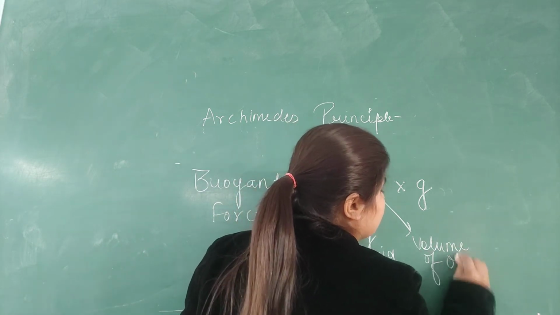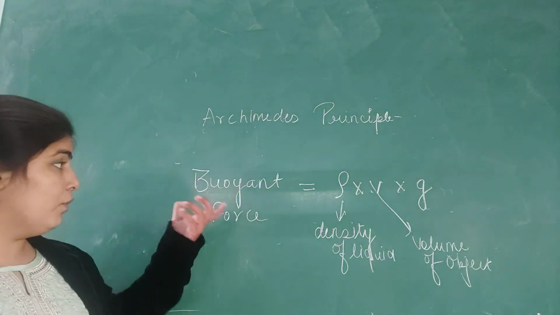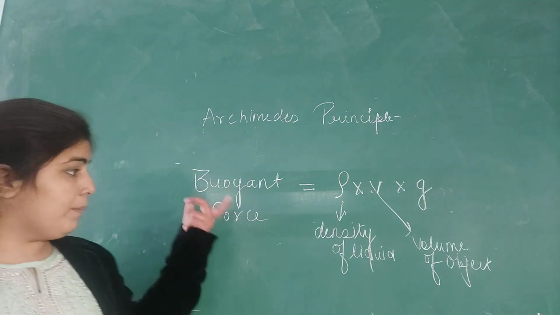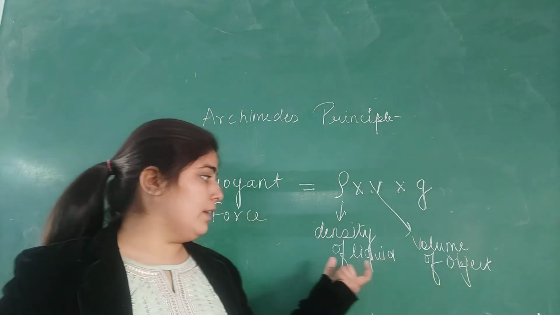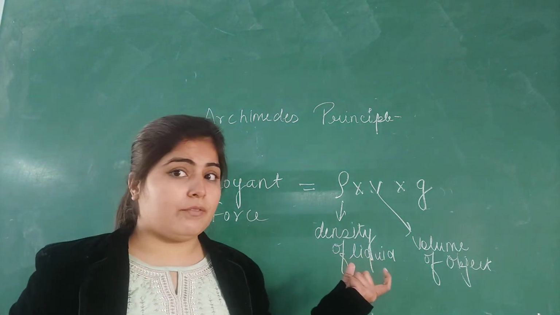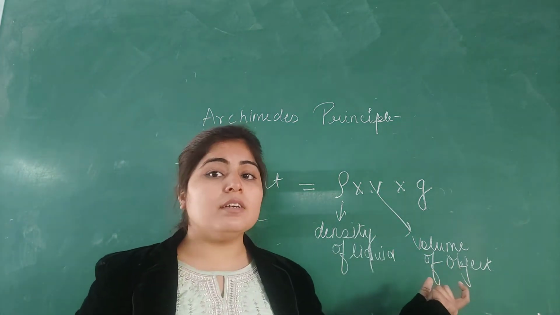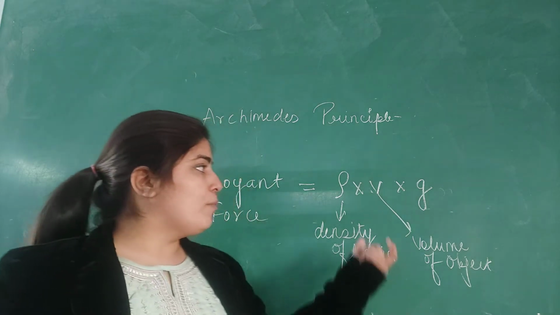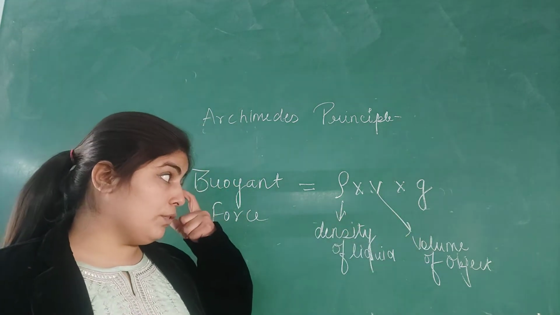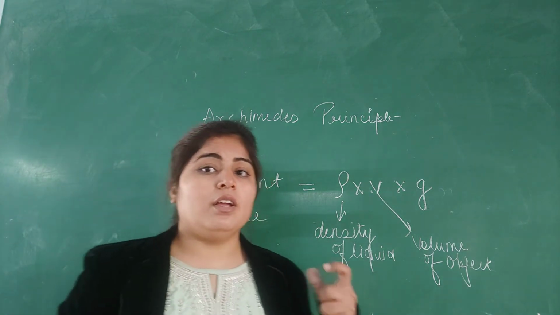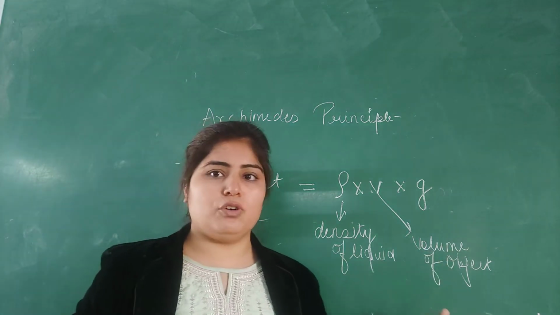So whenever we discuss on which factors the buoyant force depends, it depends on the density of the liquid and the volume of the object. Greater the density of the liquid, greater will be the buoyant force applied by the liquid, and greater the volume of the object, greater will be the buoyant force. So by increasing the volume of the object, we can increase the buoyant force, and by increasing the density of the liquid, we can also increase the buoyant force. So it depends on two factors: the density of liquid and the volume of the object.